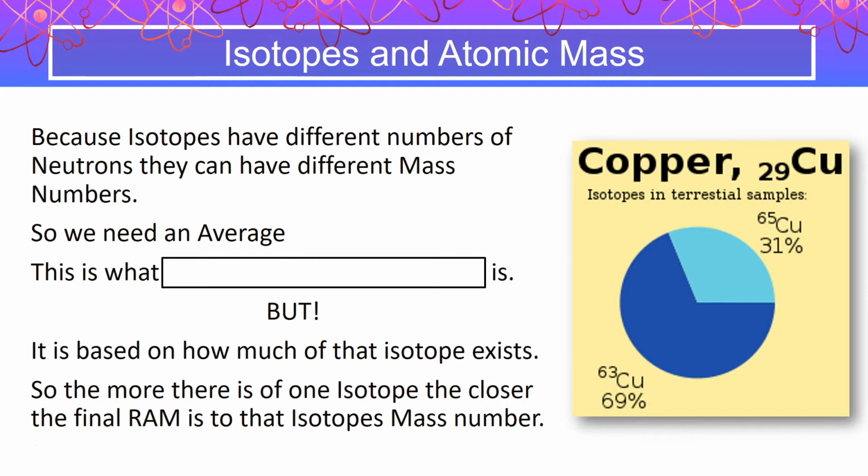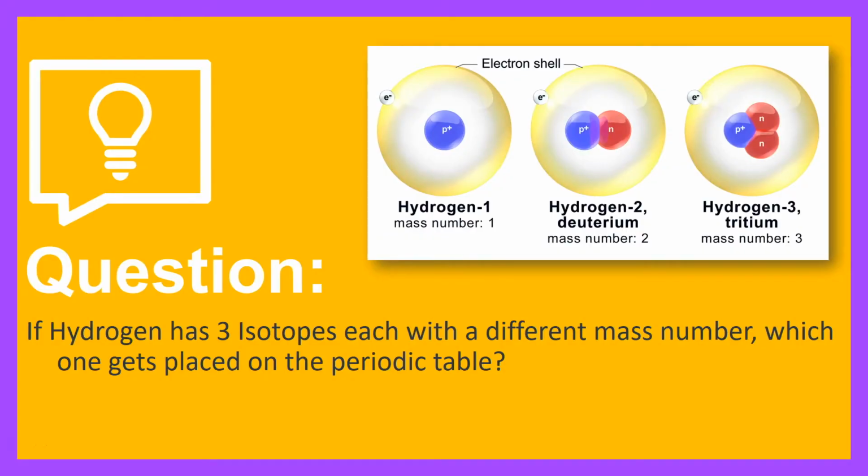Well, that's what we actually do for the periodic table, but we don't randomly pick numbers. It's actually got to do with how much there is of that type of isotope on Earth. So the more there is of one type of isotope, the more it has an impact on the final mass that we put on the periodic table. So if I jump back here, we have 3 isotopes of hydrogen, but most hydrogen on Earth is hydrogen 1. So when you look at the periodic table, the mass that's there is pretty much just 1, because hydrogen 2 and hydrogen 3, they're so little, they really don't have any impact at all on the final mass.